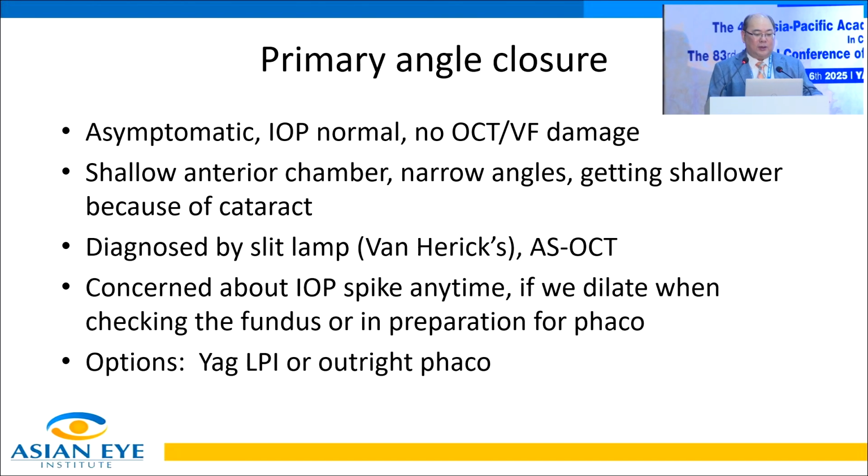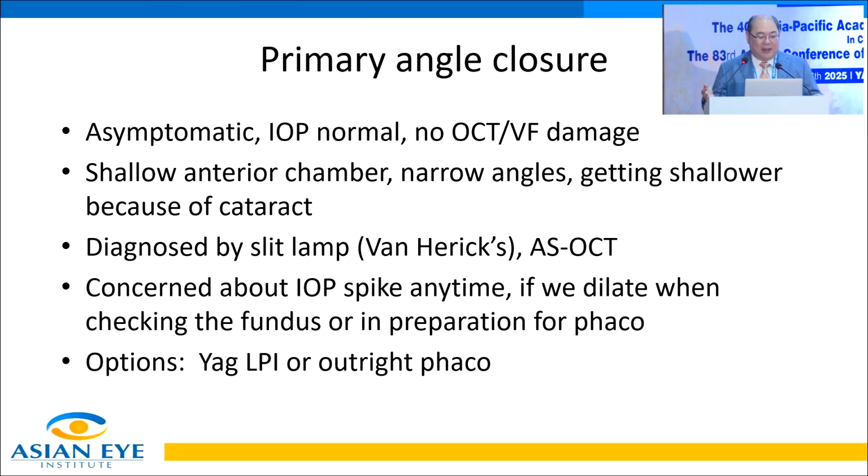So the primary angle closure, what we call glaucoma suspect because of narrow angles, they're usually asymptomatic. If you check OCT, visual field, no damage. But you're alarmed because on the slit lamp, you see a very shallow chamber, a Van Herrick sign, and then you might want to do a gonio or an ASOCT to verify because the patient doesn't feel anything. So the patient sometimes doubts what you're telling them because they don't feel anything.